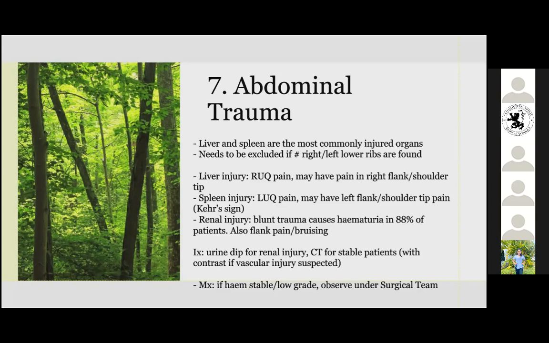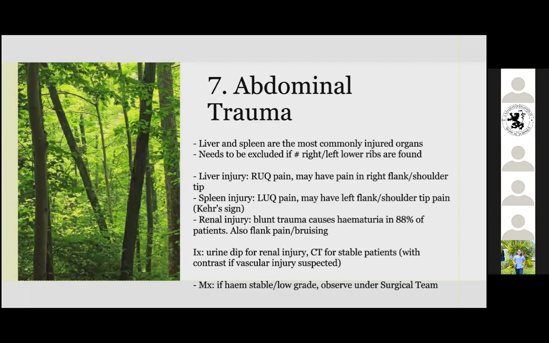Renal injury often results in hematuria. So in almost 90% of patients with blunt renal injury, they have hematuria, but this might be microscopic. You also need to examine the patient and look for flank pain and bruising. And in terms of your investigations, like I say, if you suspect a renal injury, then it's essential to do a urine dip and look for hematuria. If the patient's stable, then they need a CT scan. And if you're suspecting vascular injury, then this needs to be done with contrast.